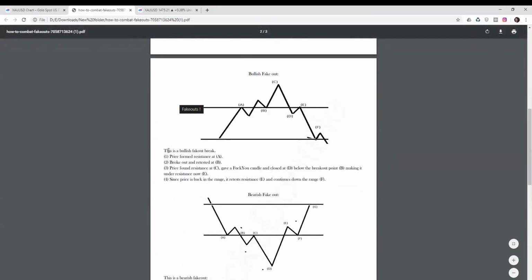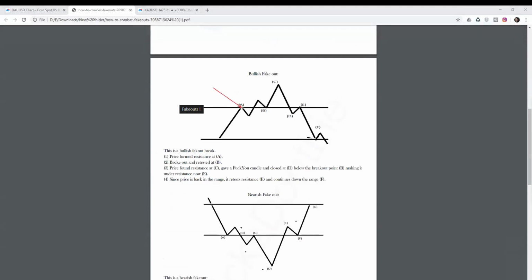So same thing here. Price is a bullish fake out. So this is a bullish fake breakout. Price formed resistance at A. Let me just bring my marker over here. Price formed resistance at A and then broke out and retested. This is a breakout, retested at B.